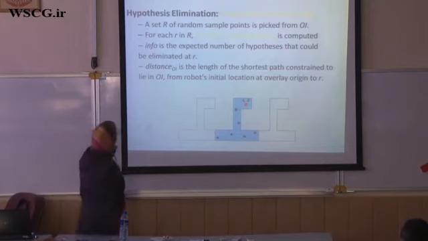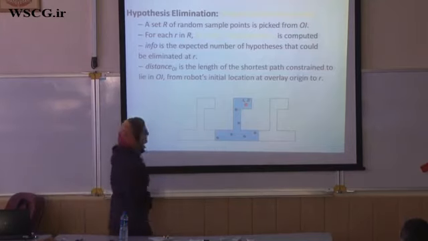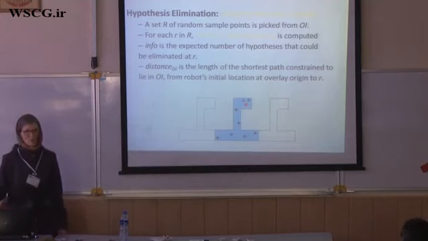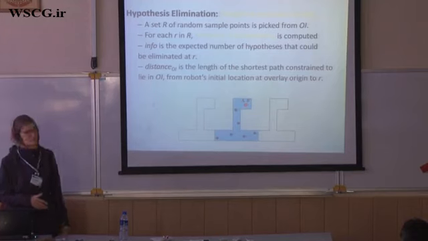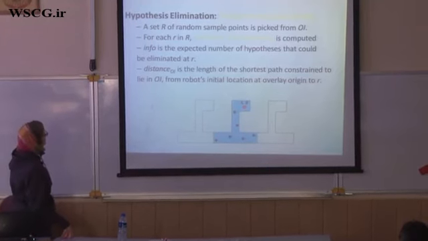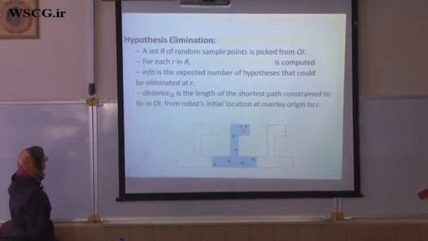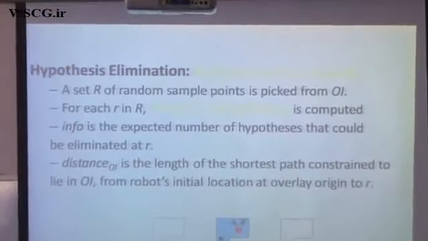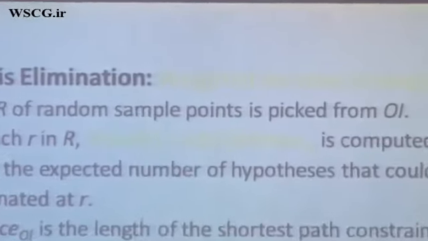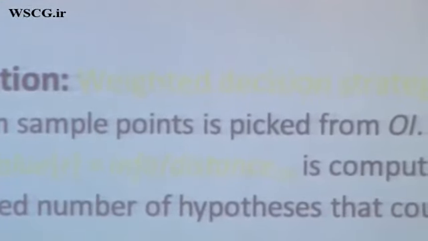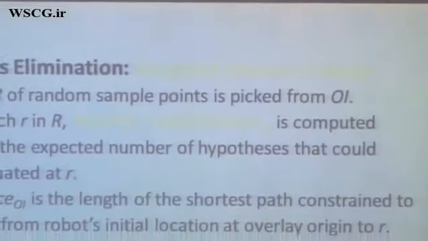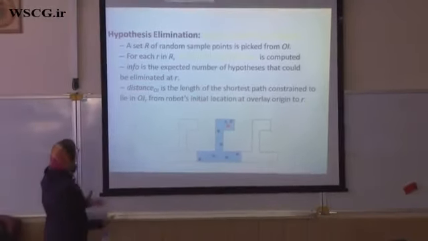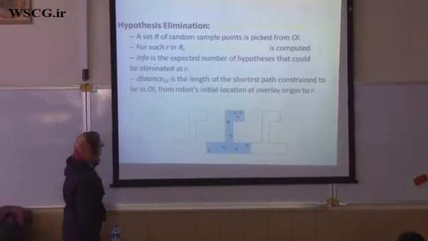But I think what it says in the fine print is the expected number of hypotheses that we're going to rule out by moving to that point. And that's the information. I'm sorry, I don't know exactly what the yellow blur says. But you get the general idea that I'm trying to convey.